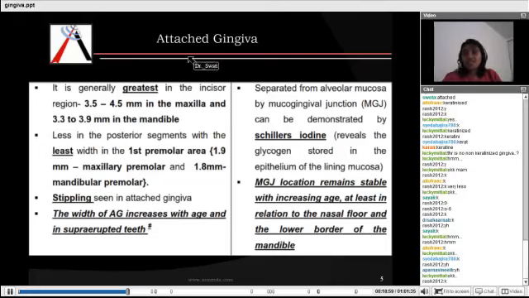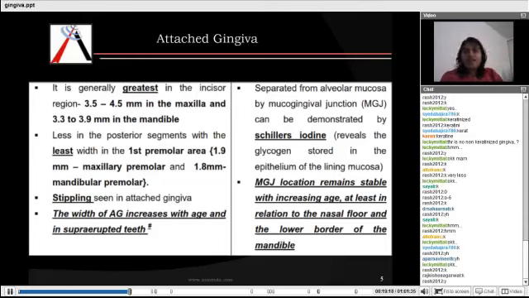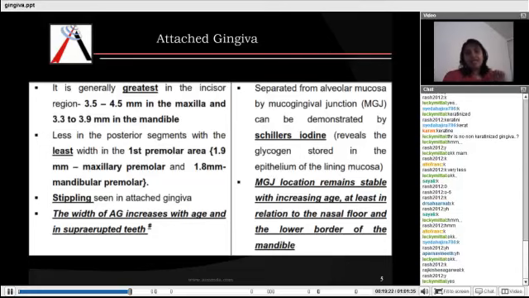Now let's talk about attached gingiva. You all very well know from where to where we had our attached gingiva. We had it from the free gingival groove to the mucogingival junction. That is, from the point where our marginal gingiva ended, our attached gingiva started, and then it continued to the mucogingival junction from where our alveolar mucosa started, right? So that is our attached gingiva.